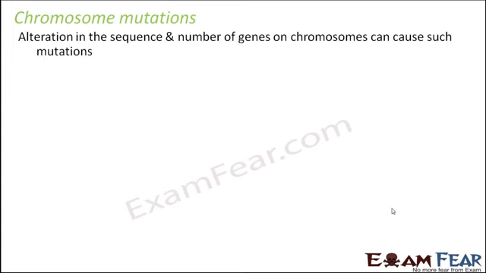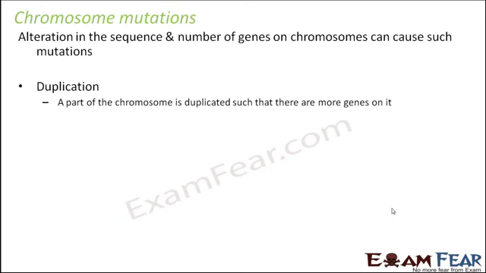As I said, whenever there is a change in the sequence or the number of genes on chromosomes, they can cause this type of mutation. Whenever your chromosome structure changes or the number of chromosomes changes, obviously the sequence and the number of genes will also change, because after all, chromosomes contain the genes. Genes are located on chromosomes. This can happen in many different ways. One such process by which chromosome mutation happens is duplication.